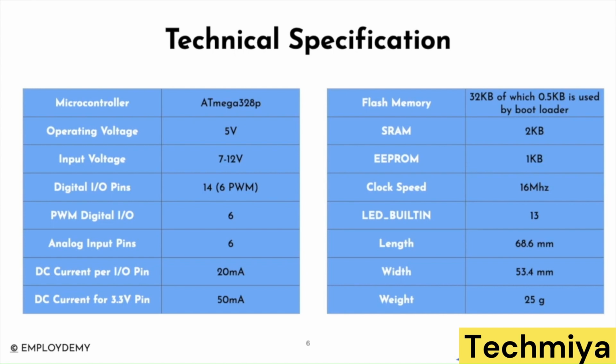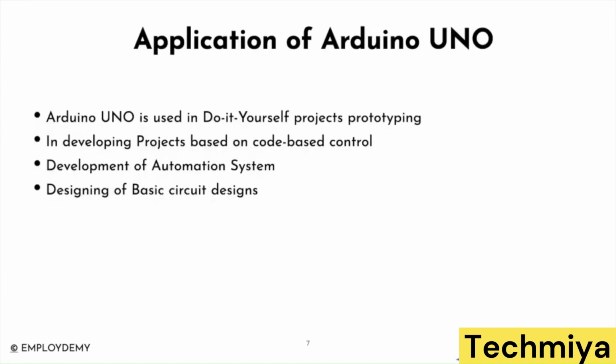Now coming to the applications. Where all do we use these Arduino boards? Arduino Uno is used for do-it-yourself project prototyping. If you are doing a project, maybe a school, an academic project, or an engineering project, or you're trying to build a prototype to show to a company, you can use this Arduino.